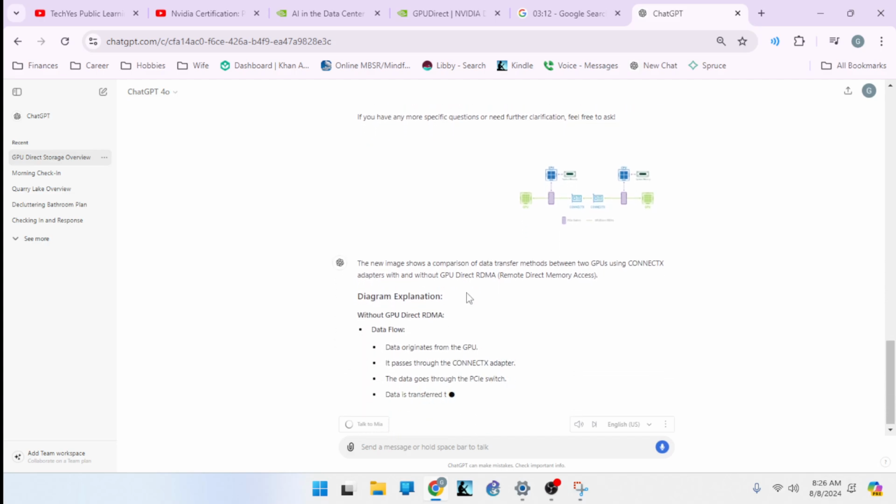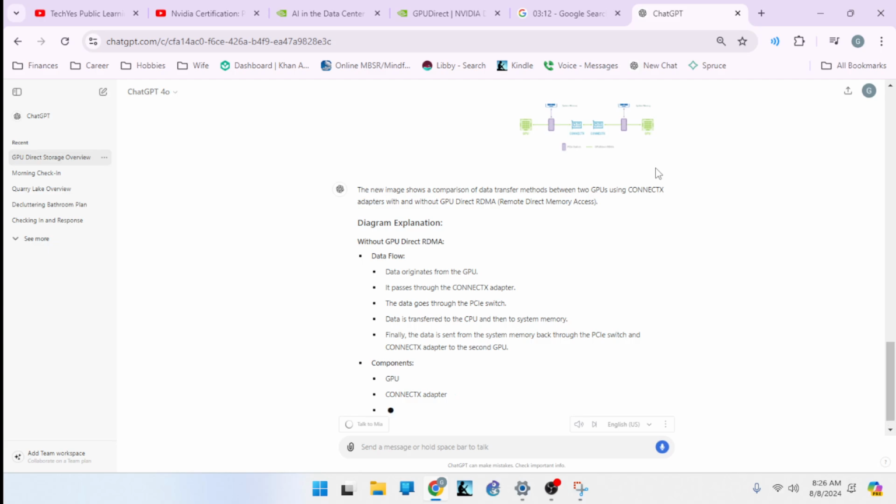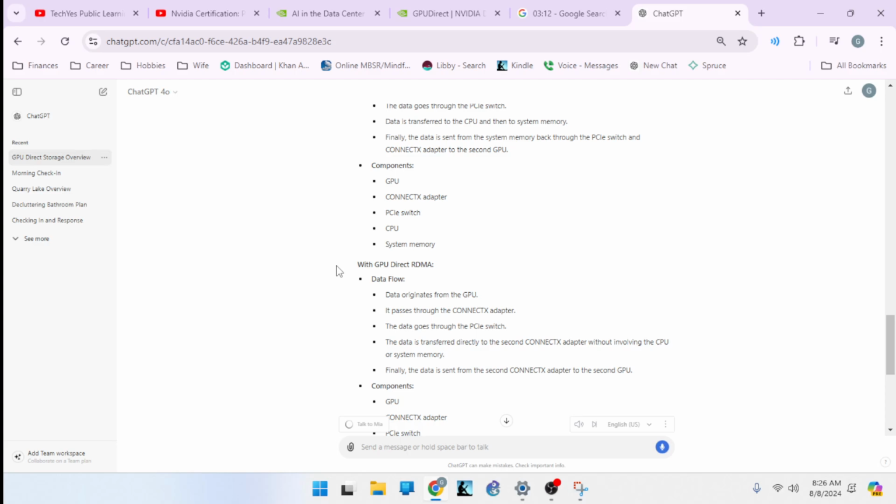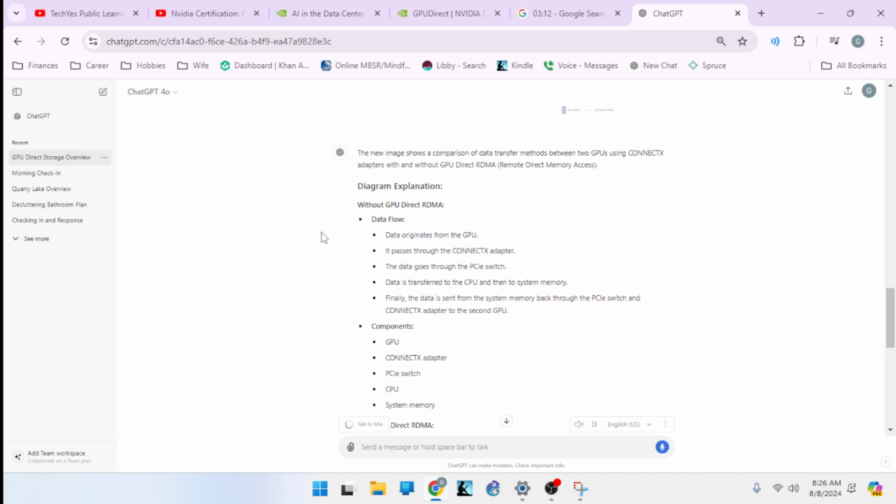The new image shows a comparison of data transfer methods between two GPUs using ConnectX adapters with and without GPU direct RDMA, remote direct memory access. Diagram explanation. Without GPU direct RDMA, data flow: data originates from the GPU. It passes through the ConnectX adapter. The data goes through the PCIe switch. Data is transferred to the CPU and then to system memory. Finally, the data is sent from the system memory back through the PCIe switch and ConnectX adapter to the second GPU.